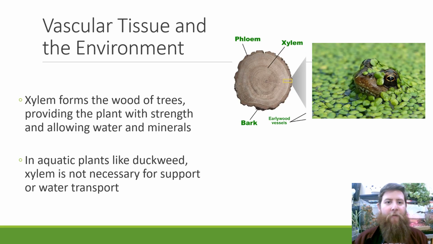Depending on where you live in the world depends on what vascular tissue you might have. Xylem forms the wood of trees, allowing them to grow tall and to access water and minerals that are really deep underground. Versus in aquatic plants like duckweed, they don't need xylem because the water is giving them support, and they don't need to transport water big distances. They're in water all the time.